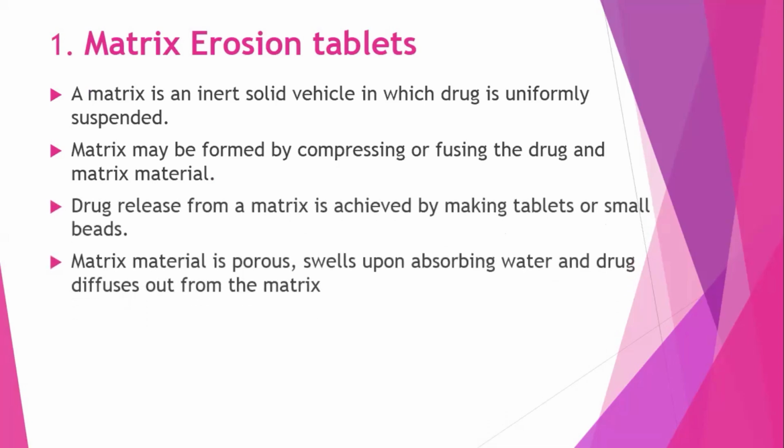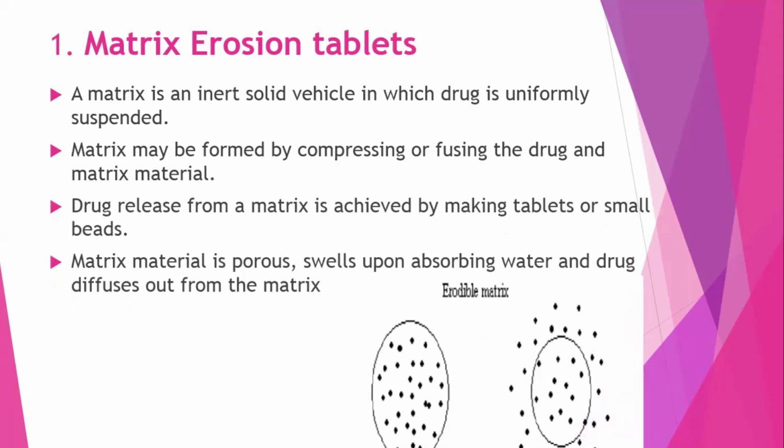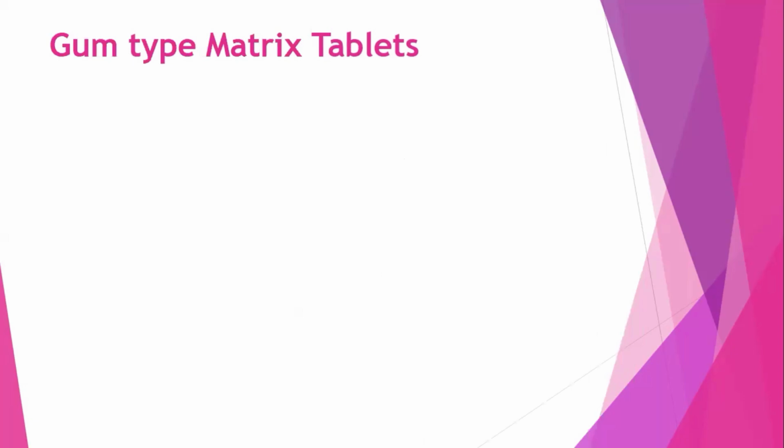Drug release from the matrix is achieved by making tablets or small beads. Matrix material is porous and it swells upon absorbing water, and the drug diffuses out from the matrix. As you see in the figure, the drug is formulated inside the matrix, and when it comes in contact with water, the drug diffuses out of the matrix slowly. There are two kinds of matrix.